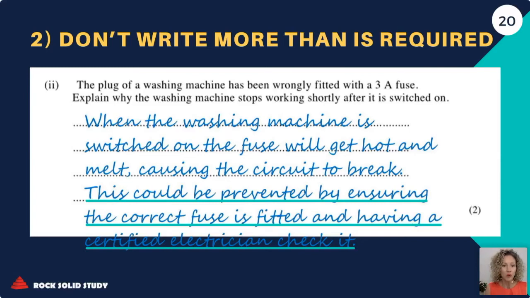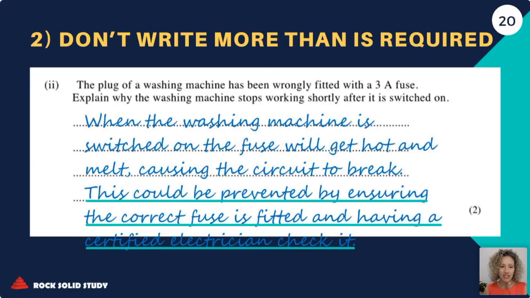Okay, so in this one, same question, wrongly fitted with a 3A fuse. Why is it stopped shortly after it's switched on? They've gone straight to the answer. When the washing machine is switched on, probably don't even need that part. They could just go straight into the fuse will get hot and melt, causing the circuit to break.